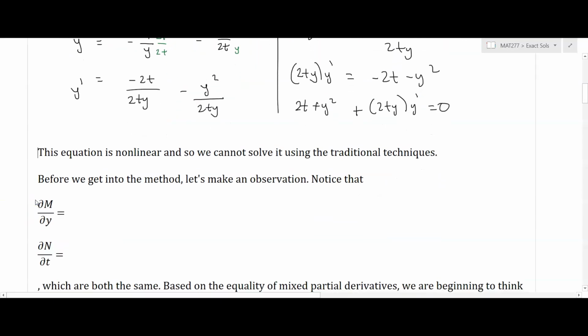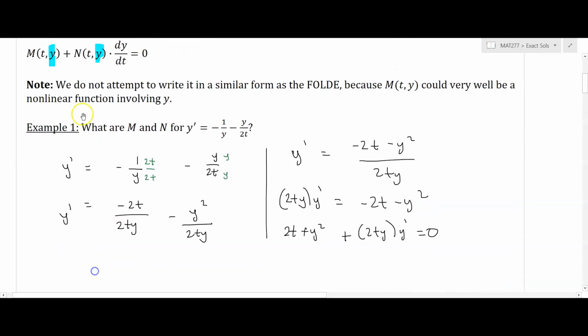So now I can very easily identify what M and N are, and M is just going to be everything that is not attached to the y prime term. So here I will have this right here. This whole thing is what we're going to call M of t, y. And this other thing here is what we are going to refer to as N of t, y. So you can see that we can rewrite this nasty looking equation into this, and this is definitely nonlinear because I see that first of all I have a y squared in here, and notice that this depends on both t and y, so I can't call it N of t since it has y in it as well. Same thing goes for M.